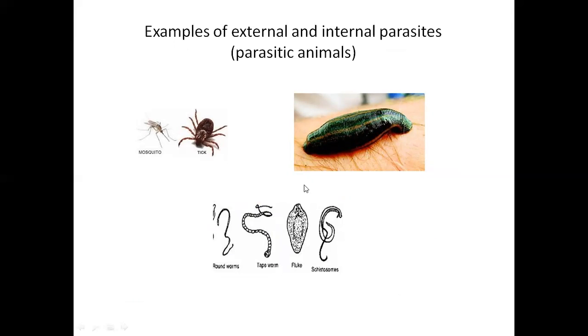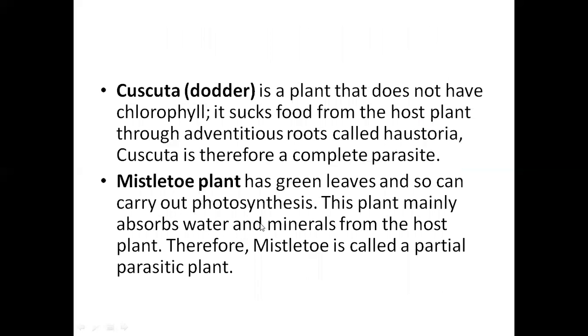Here are some other examples I'm giving you. Here is a leech. You can see how it is sucking blood with the help of its suckers. Here is a tick, mosquito. So these form the external parasites, and these, certain worms, roundworm, tapeworm, and this is your fluke, form the internal parasites. Fine. Here are some details for Cuscuta and mistletoe.